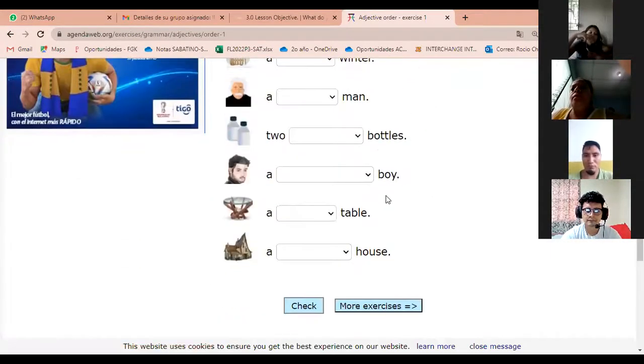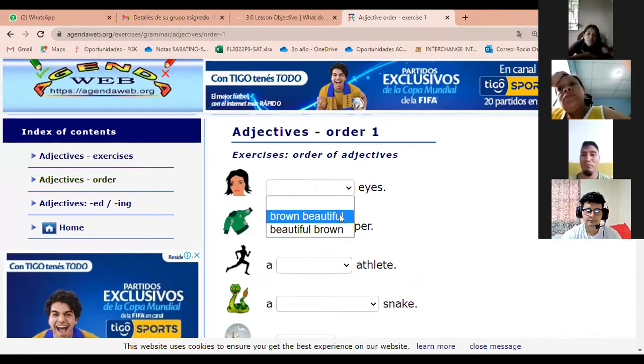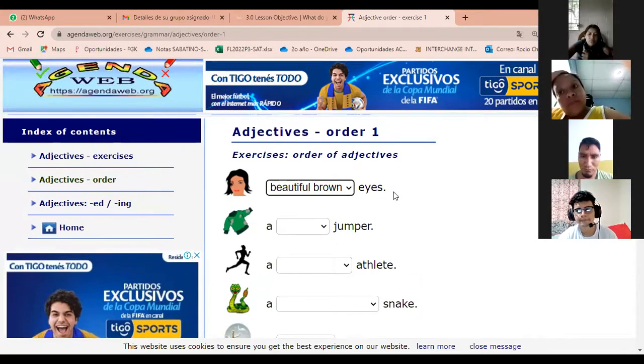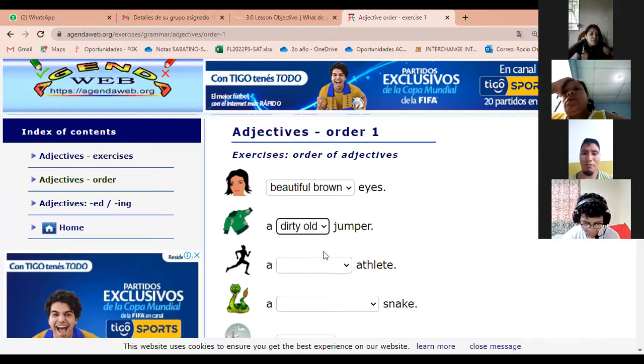Order of adjectives. So here we have to say, for example, brown beautiful eyes or beautiful brown eyes? Beautiful brown eyes. A dirty old jumper or an old dirty jumper? Old dirty jumper? Or an old dirty jumper. But the answer here will be an old dirty jumper.